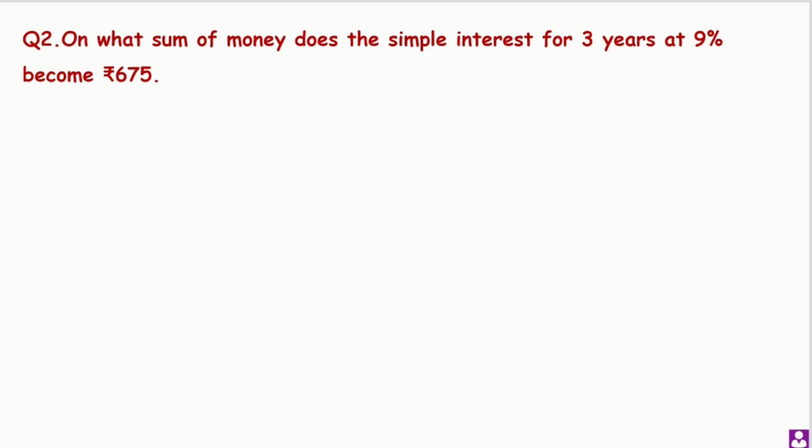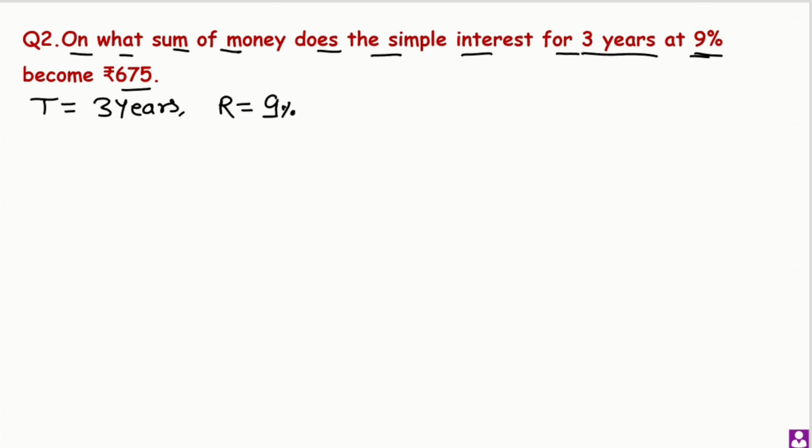So here we have our next problem. On what sum of money does the simple interest for 3 years at 9% become rupees 675? First we will try to understand what is given in this question. 3 years, that means the time period is given, so I will write T equals 3 years. Now next, 9%, that means R is given, so I will write R equals 9%.